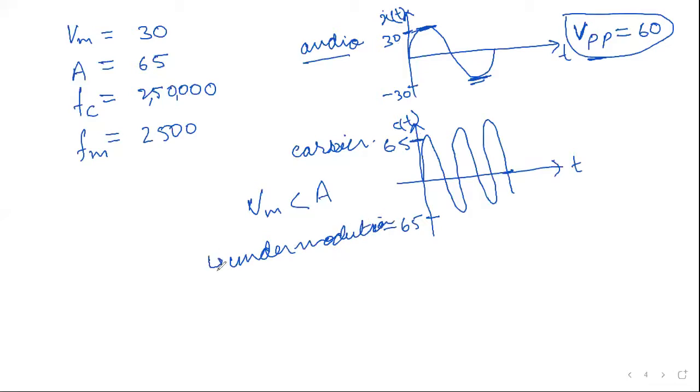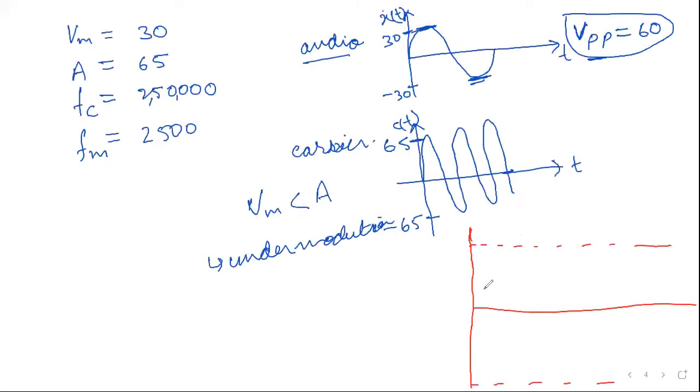Okay. So this is the case of under modulation. Now tell me or draw the amplitude modulated wave. So you have to draw the amplitude modulated wave. So how can you draw? Firstly, you have the sinusoidal carrier signal of amplitude 65. So you can draw the carrier signal like this.